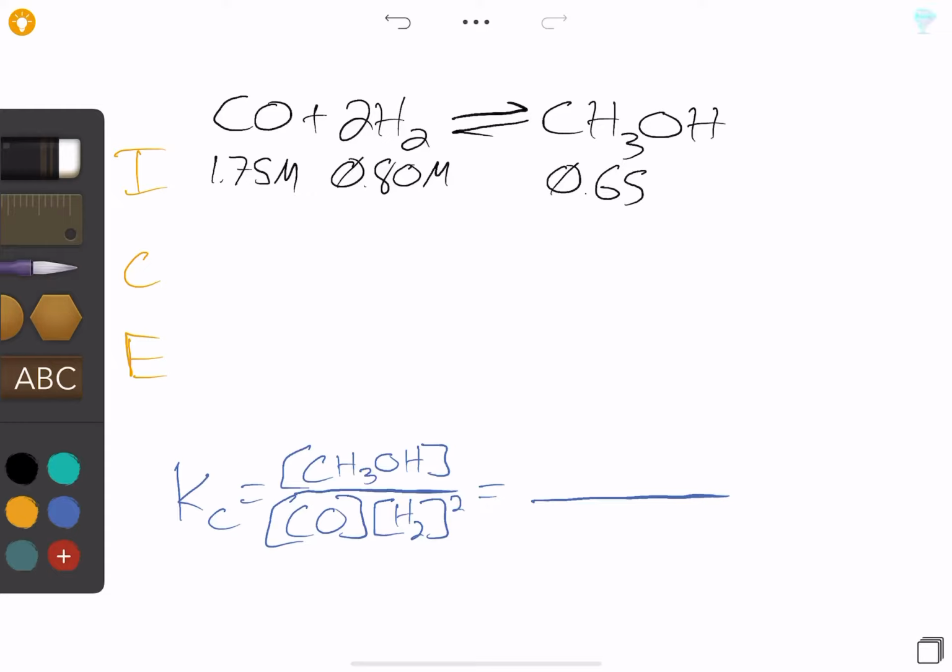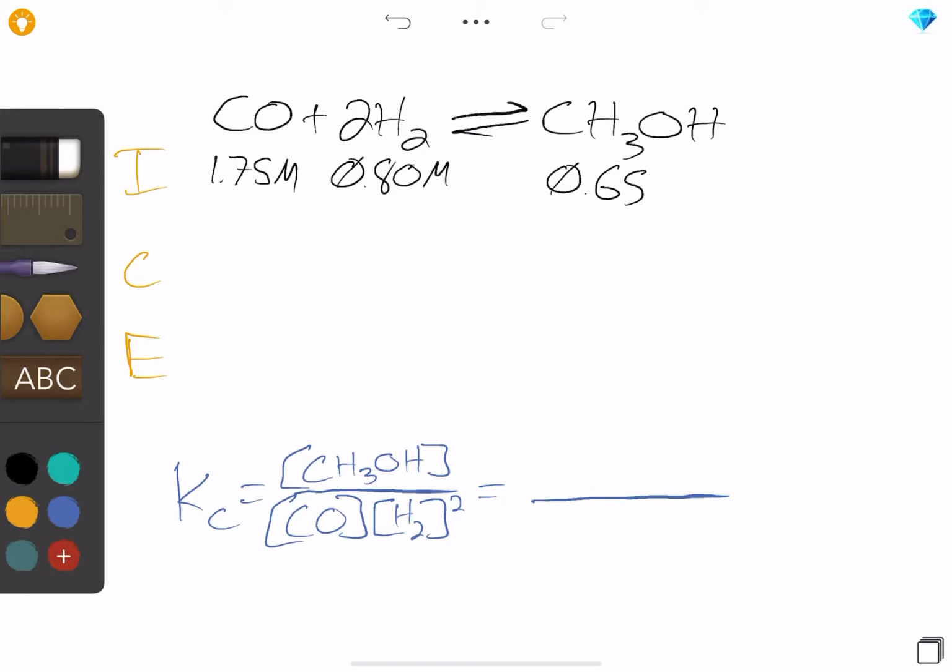Okay, taking a look at the homework I sent you for Chapter 19, Question 1. The question is asking us to consider the production of methanol here from carbon monoxide gas and hydrogen gas. It gives us the initial concentrations. For carbon monoxide, it's 1.75 molar. For hydrogen, it's 0.80 molar. And for methanol, it is 0.65 molar.